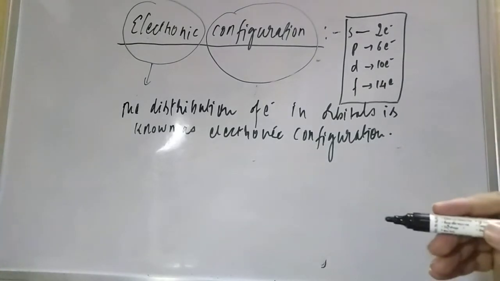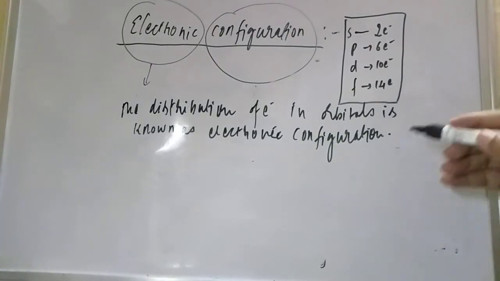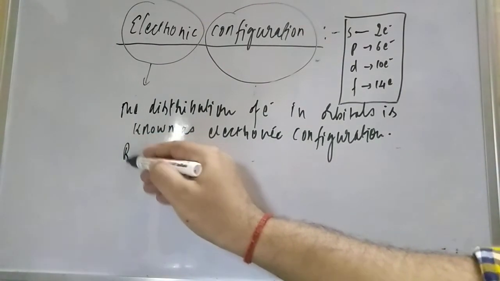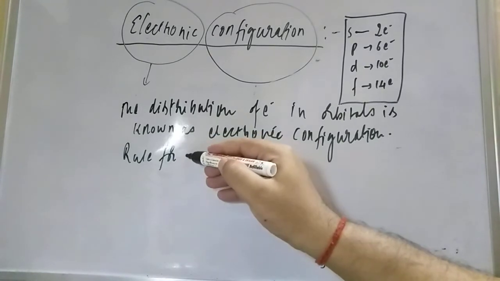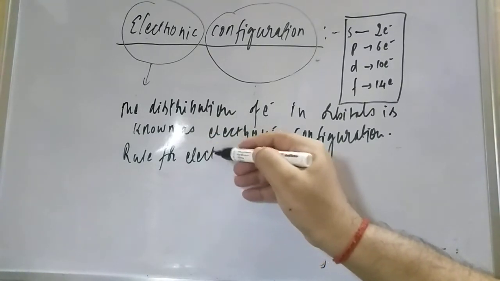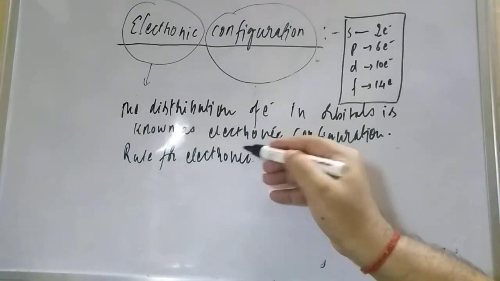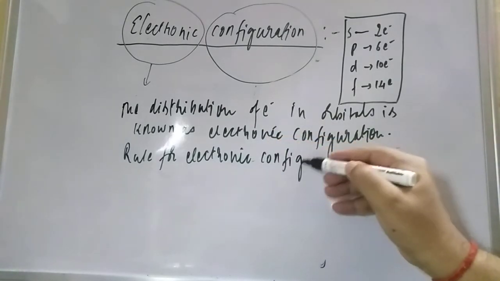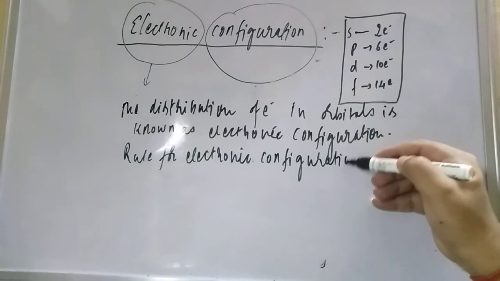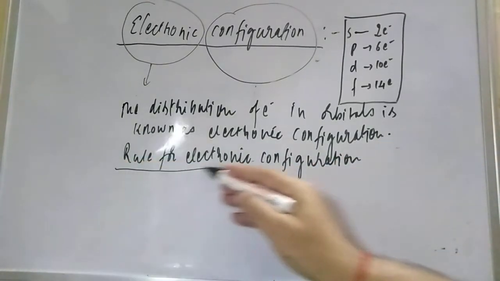Next, the heading will be rules for electronic configuration. There are so many rules, student, but let us study a few.